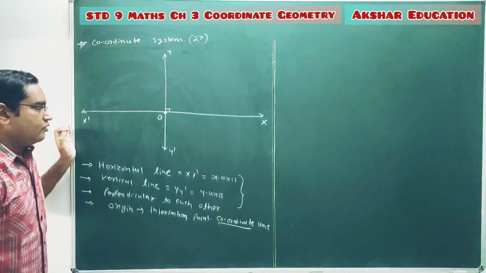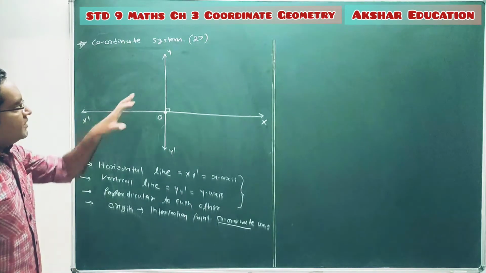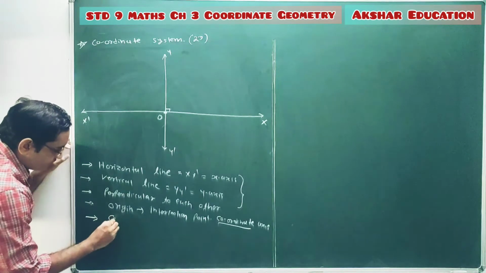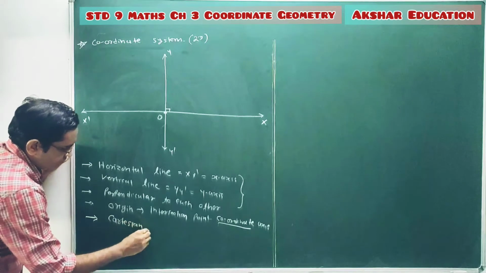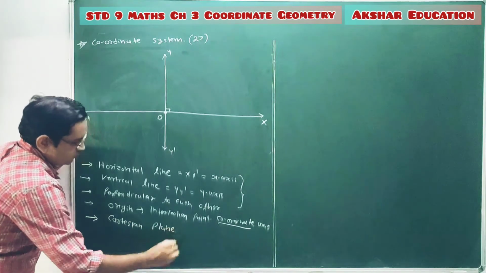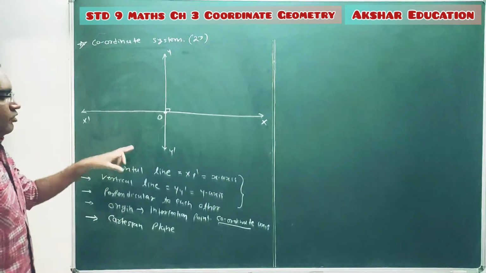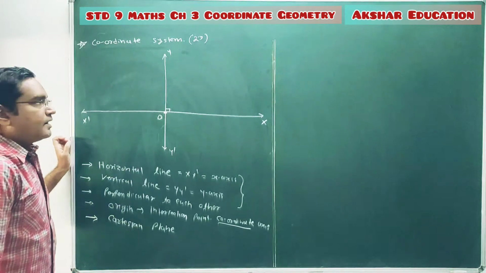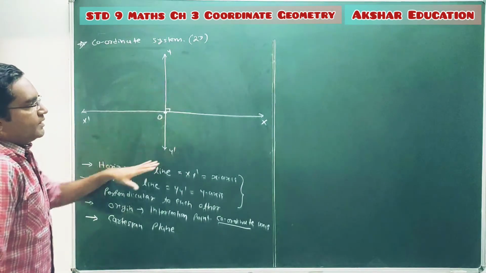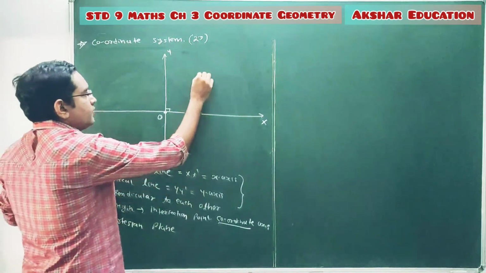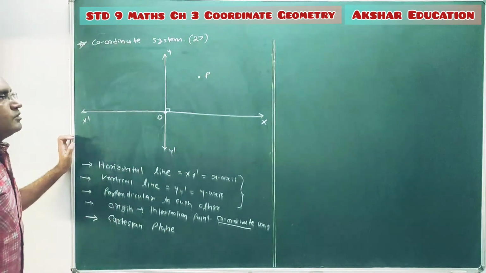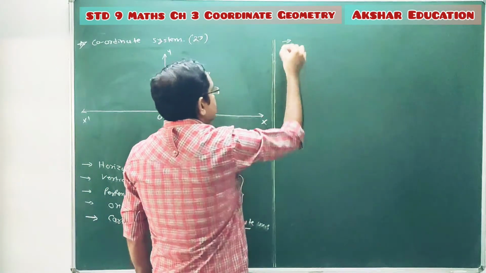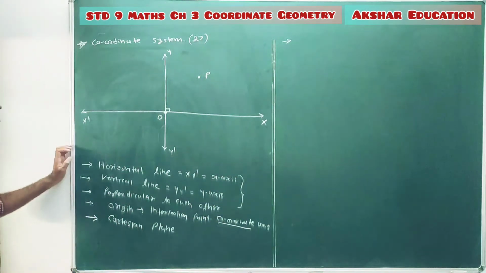Clear, friends? So now the plane which consists of this x axis and y axis is known as the Cartesian plane. What is the Cartesian plane? The plane which consists of these coordinate axes, that means this x axis and y axis, is known as the Cartesian plane. So now this is our Cartesian plane, and suppose one point P is over there.